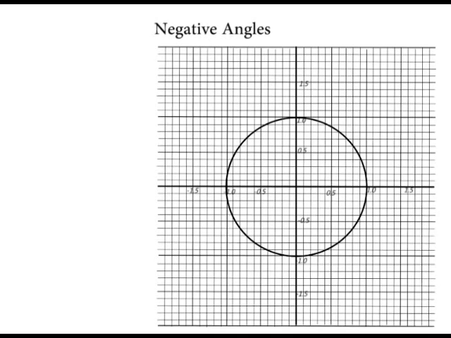Next, negative angles. Negative angles are measured in the clockwise direction. From the unit circle, this is negative 60 degrees. The coordinates of P are 0.5, minus 0.87, and so cos negative 60 degrees is 0.5. Sin negative 60 degrees is minus 0.87. It means tan minus 60 degrees is minus 0.87 over 0.5, and that gives us minus 1.74.